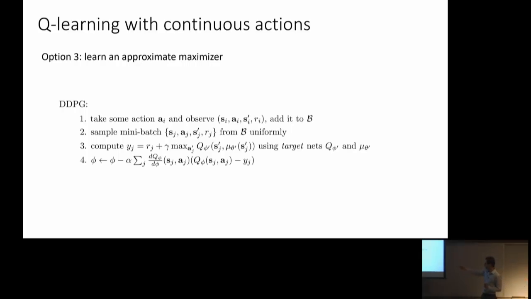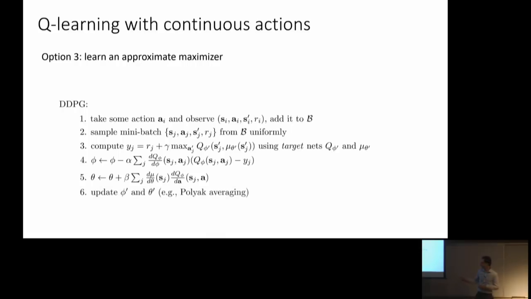We're going to just compute the gradient of the difference between the Q value and the target value. But then we're also going to update the parameters theta, the parameters of mu. And those parameters will be updated by backpropping through Q and then backpropping through mu to try to make the Q value of mu of S as large as possible.